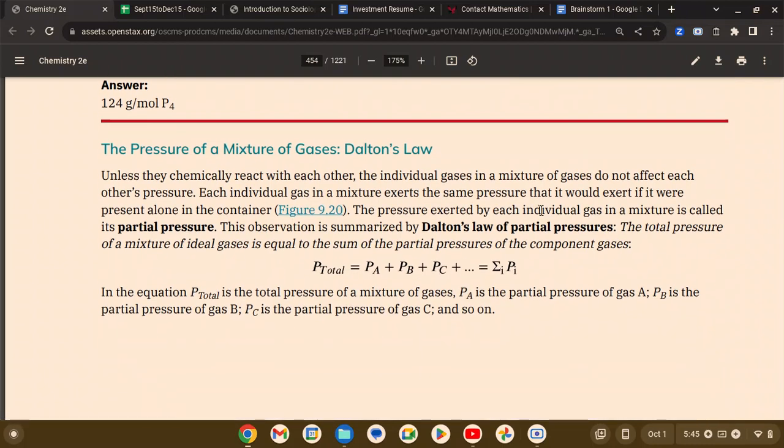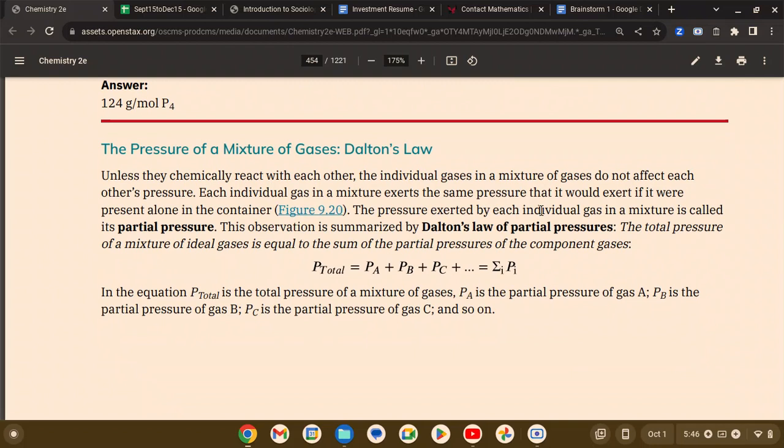The pressure of a mixture of gases: Dalton's law. Unless they chemically react with each other, the individual gases in a mixture of gases do not affect each other's pressure. Each individual gas of a mixture exerts the same pressure that it would exert if it were present alone in the container. The pressure exerted by each individual gas in a mixture is called its partial pressure. This observation is summarized by Dalton's law of partial pressures. The total pressure of a mixture of ideal gases is equal to the sum of the partial pressures of the component gases: P_total = P_A + P_B + P_C = ΣP_i, where it's just all the pressures available.